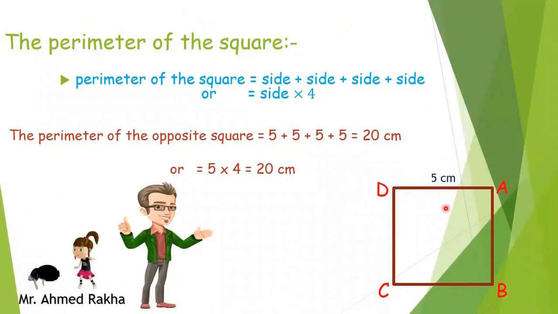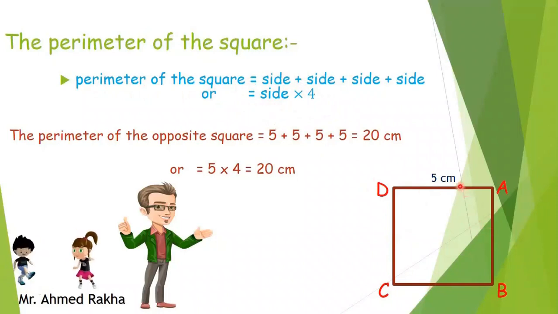Now if we have an exercise like this and he asked us to calculate the perimeter of the square, how can we calculate it? We have two ways. The perimeter of the square equals the sum of the lengths of each side: this side plus this side plus this side plus this side. How many sides do we have? 1, 2, 3, 4. So we can write it another way. The perimeter of the square equals side multiplied by 4.